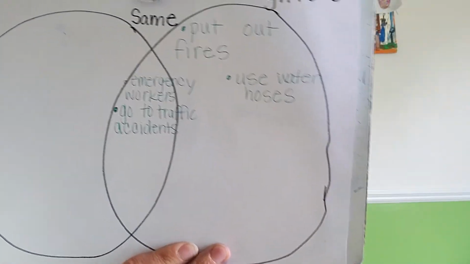How about, let's think about some of their tools that they use. One of the things you guys shared with me on Seesaw is that firefighters use water hoses. What about police officers? Do you think they need to use water hoses? No, they don't need to use water hoses. What's something that would be just police officers? Can you think of something that you only heard about police officers?